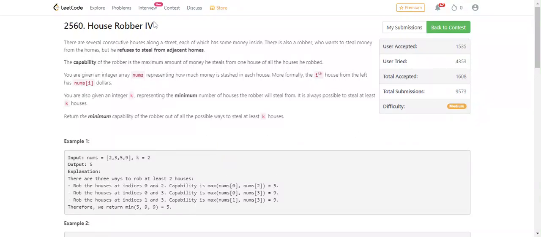Starting with this problem, this is the third problem of today's Leetcode weekly contest, House Robber 4. We have already seen some house robber problems. Houses are being robbed by a robber, and you cannot rob adjacent houses.